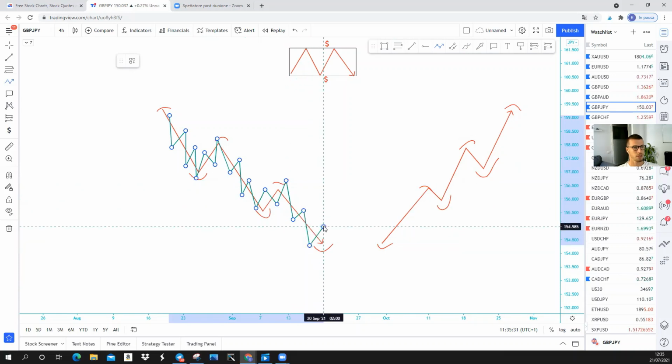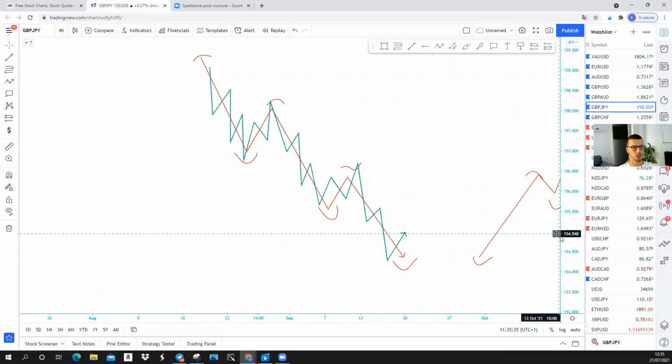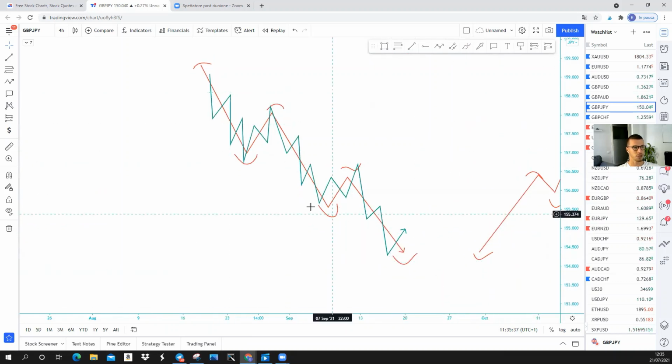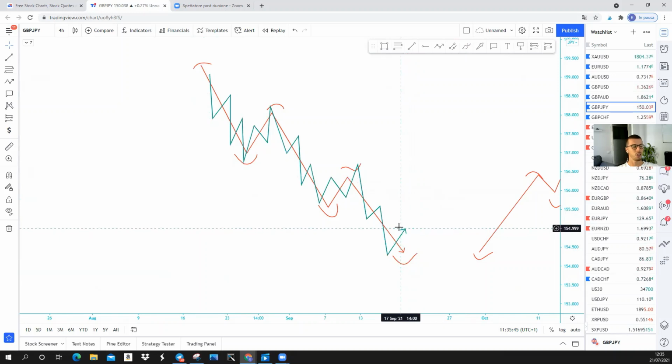All right. And therefore, we start having a substructure inside the overall structure. So the overall structure, which is the red one, is, let's say, the 4 hours, is bearish. Lower lows, lower highs, lower lows, lower highs, lower lows. Then a lot of people start getting confused because they're like, okay, but on the 15 minutes, we're creating a higher high right here and also higher low.